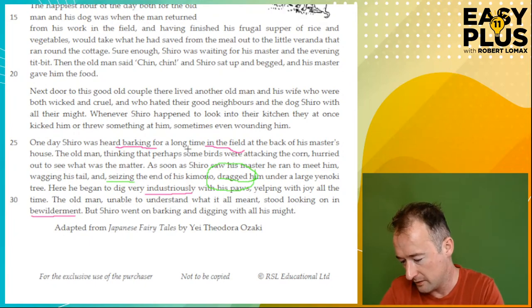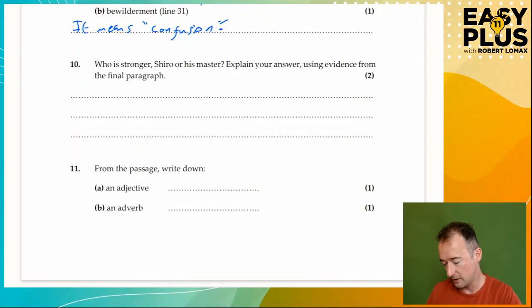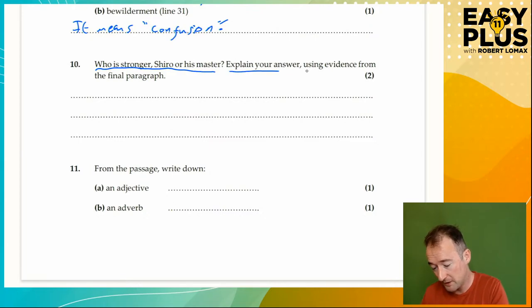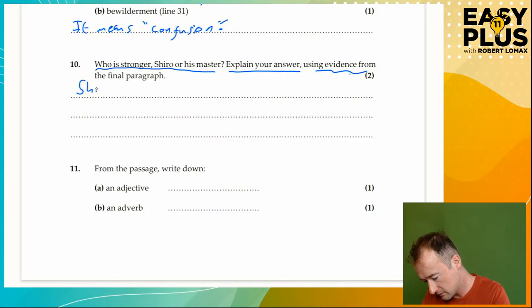Okay, so who is stronger, Shiro or his master? Oops. So we have to do two things. We have to answer the question correctly, and we have to explain it. Oh, and we have to use evidence. So we need a quote. The key word, pretty clear, is dragged, which we can change to drag if we want. We've just changed the time of the verb from the past in the passage to our present. That's fine. So we just need to write a simple answer. Shiro is stronger. Okay, so we've got the answer there.